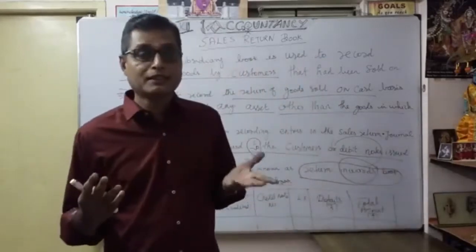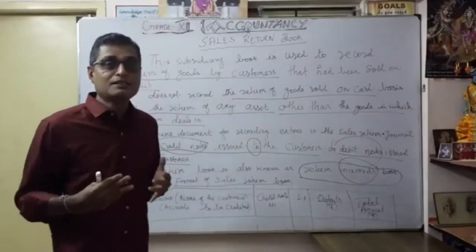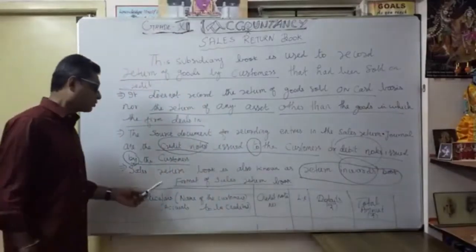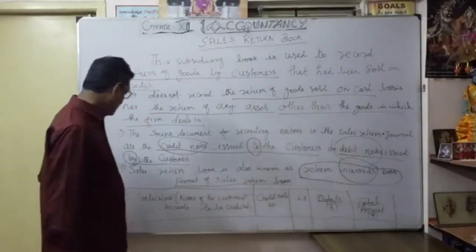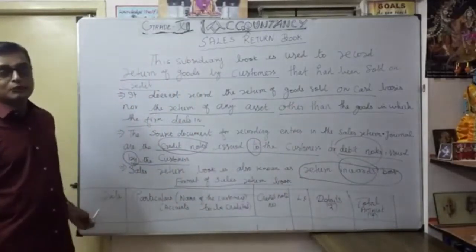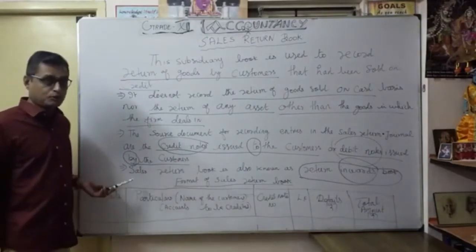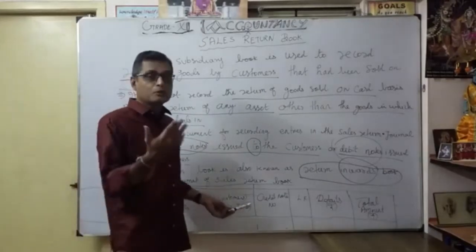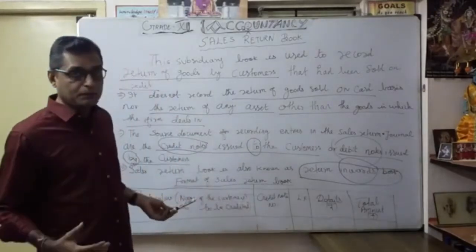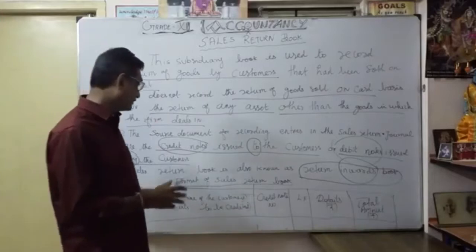So what is the meaning here? Nothing but it is called the sales return book. You understood? So here also, the format of the sales return book. How is the format here? Based on our credit note, the source document, we are going to record the date, and in particulars, the name of the customer who returned the goods to us. The name of the customer you can write under particulars.